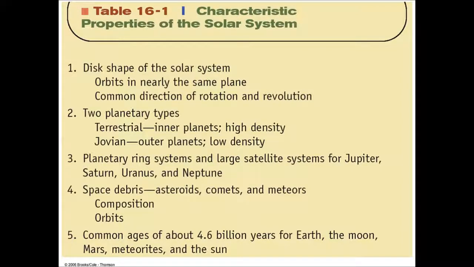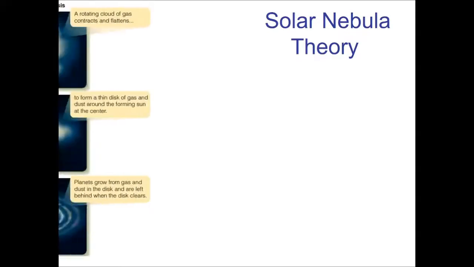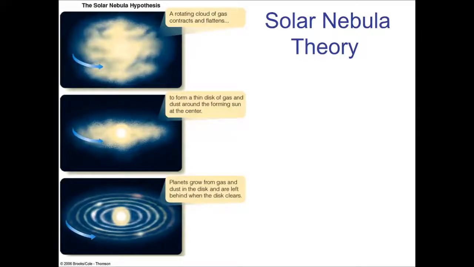And then also when we look at all of these things, the sun, the planets, any of the space debris, careful study of these things all point towards a common age, that they all have a very similar age, and that age is 4.6 billion years old. So let's first start off with the solar nebula theory. This is something we're going to talk about in two different parts.